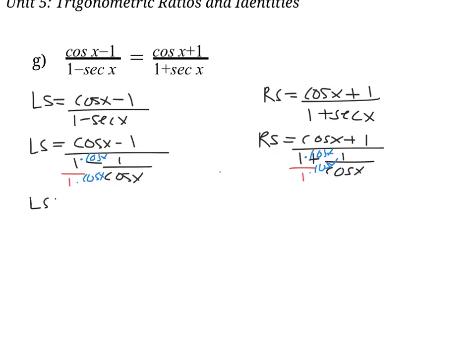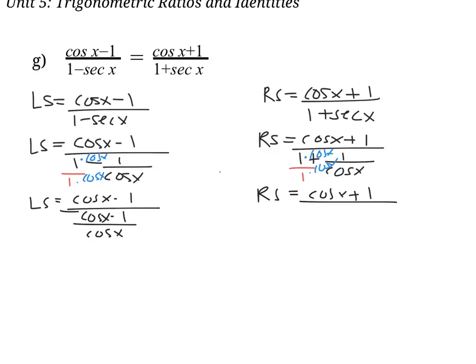And our left side is going to be equal to cos x minus 1 all over, in our denominator, cos x minus 1 all over the common denominator cos x. And on our right side, we have something very similar. In our numerator, we have cos x plus 1. And our denominator is going to simplify to cos x plus 1 all over cos x. So we can see that this pattern emerges where the numerator is copied in the denominator, same with here. So we have it listed twice, which could work out really well for us.